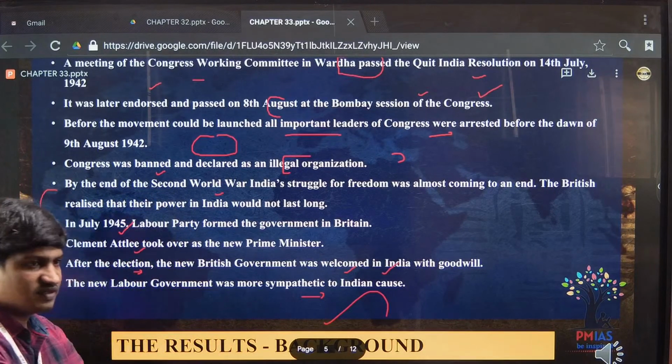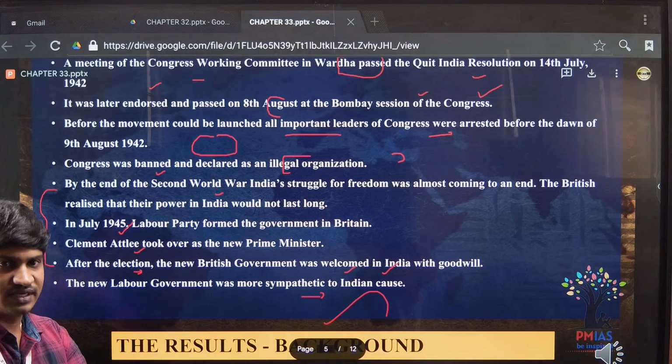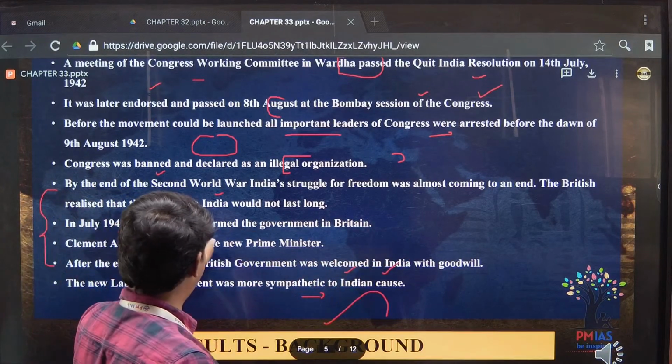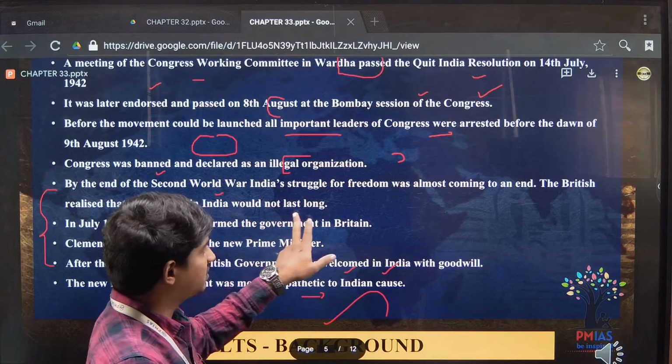So when writing Mains answers, these are beautiful words to use: the British realized that their power in India would not last long.